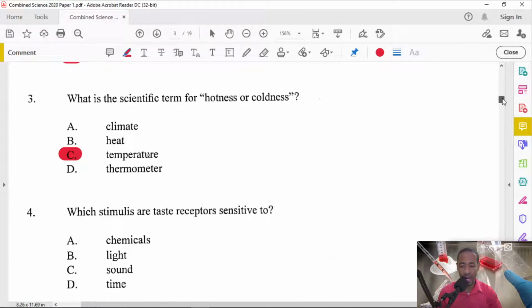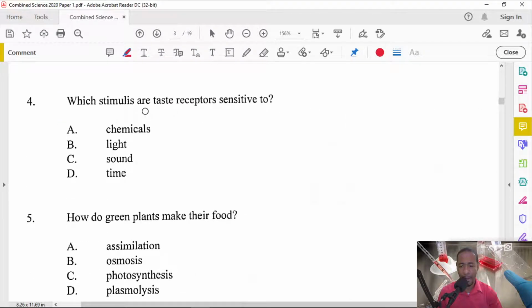Now let's look at number 4. Number 4 asks, which stimulus are taste receptors sensitive to? If you taste something, it is a chemical that you're responding to. The chemical in the substance or the food is what you're responding to. So chemicals will be our answer here. Of course, light is for eyes, sound is for ears, and time is not a stimulus.